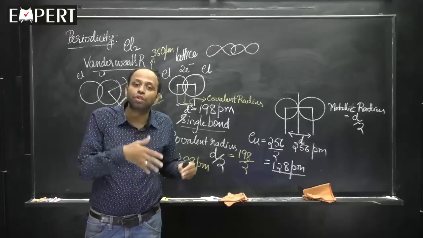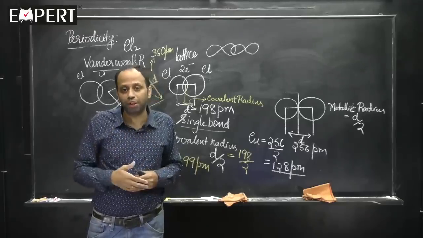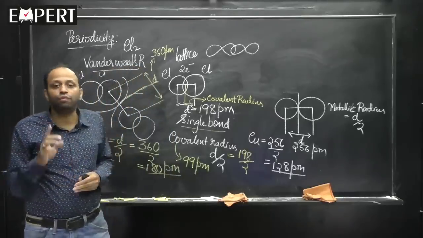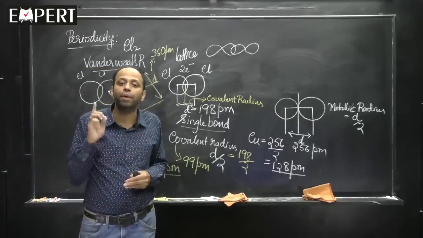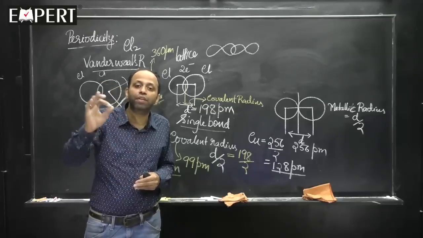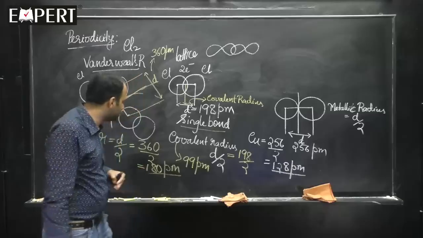Van der Waals radius of chlorine is 180 picometer. Understood what I am telling? So, be very careful when you are talking about atomic radius. It depends on the way in which you measure the radius, that is what matters.